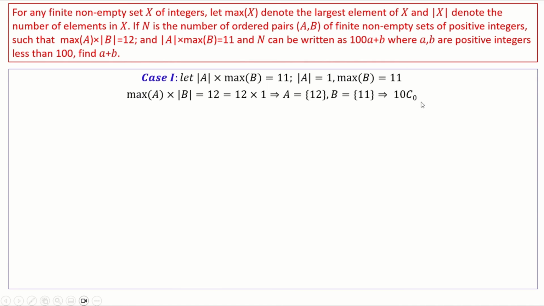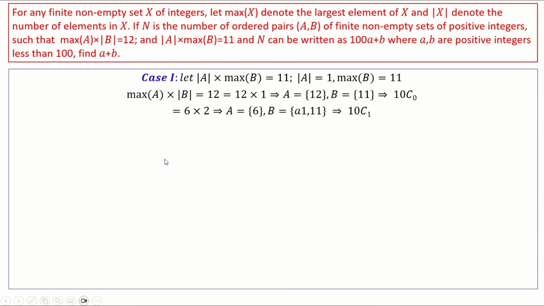So how many possibilities do I have? Only one possibility is there. I am writing it as 10C0. Second possible case for max A into absolute B equal to 12 is 6 into 2. So max A equal to 6. Since only one element is there in A, 6 is the answer set here. But for B, you should have two elements, right? That means A1 and 11, because max of B is 11. So how many A1s are possible? A1 can be any of the numbers from 1 to 10, correct? So out of 10 numbers, only one number is possible.